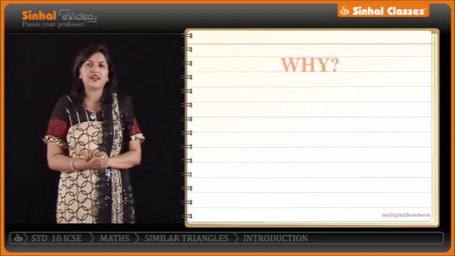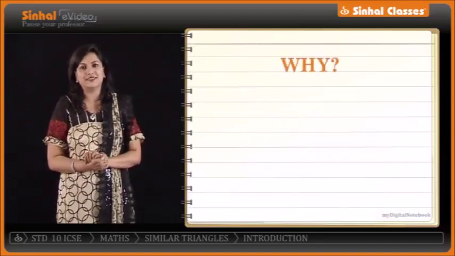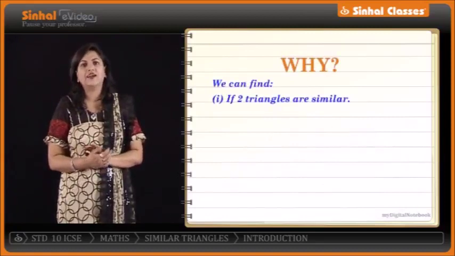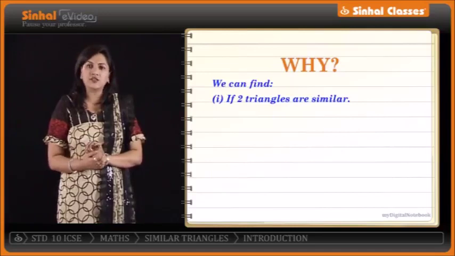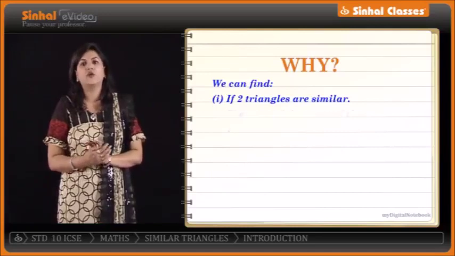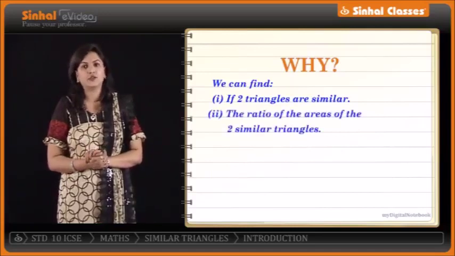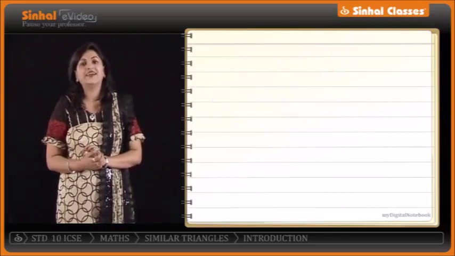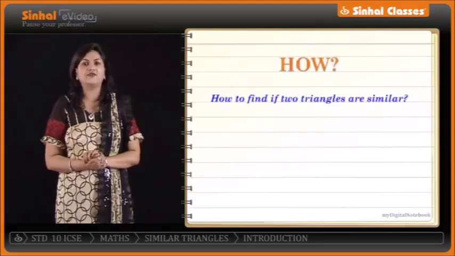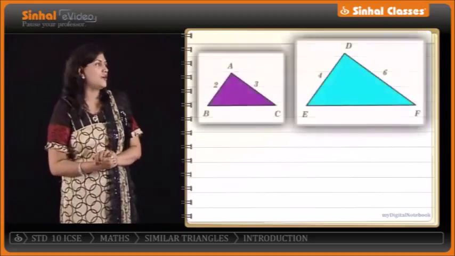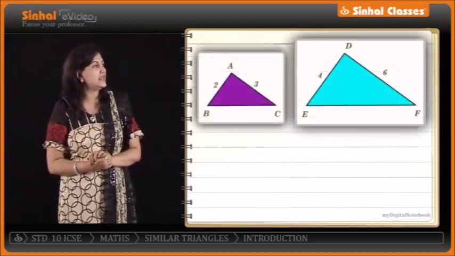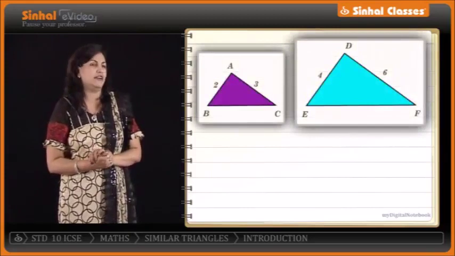Now, why should we study about similar triangles? By similar triangles, we can say if two triangles are similar or not. We can also find the ratio of the areas of two similar triangles. Now, how can we find if two triangles are similar or not? Let's draw two triangles ABC and DEF.